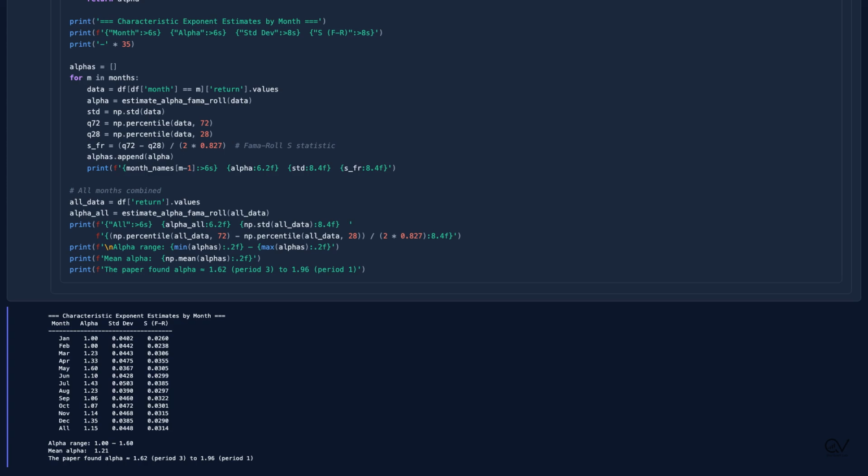Crucially, the alpha values are fairly stable across months, confirming that the seasonal effect is a location shift, not a shape change.